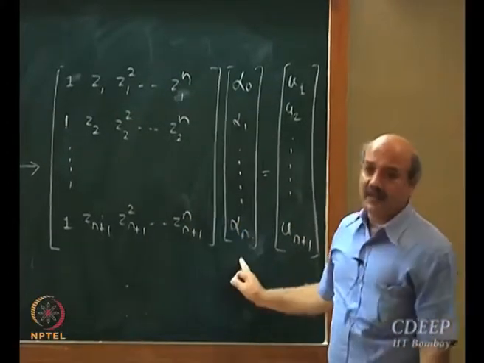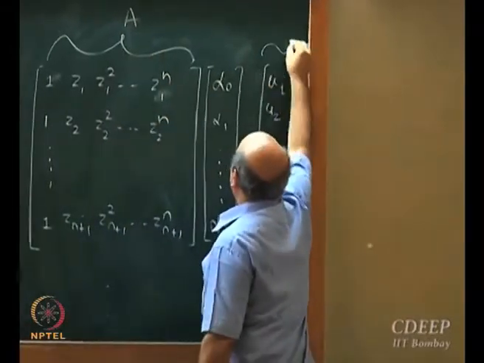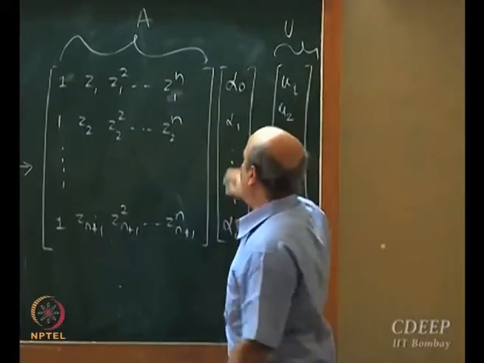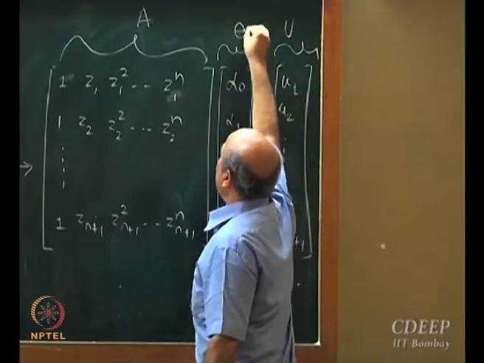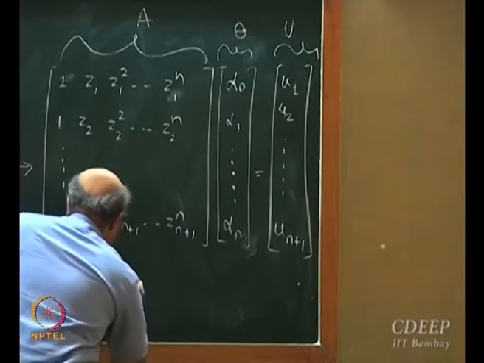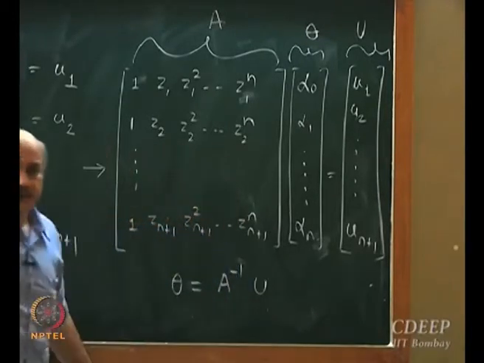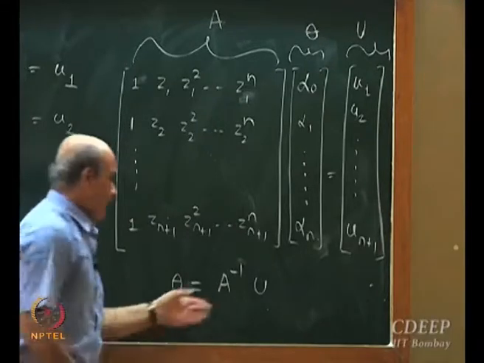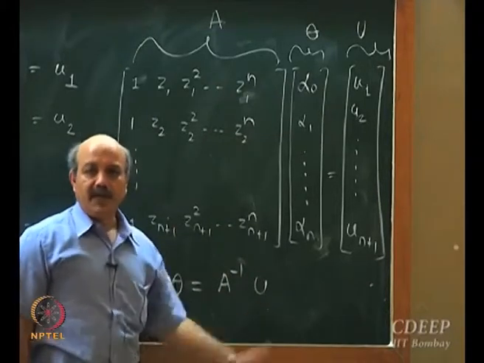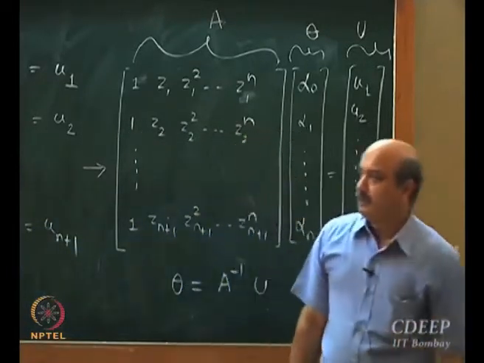So how do I get alpha 0 to alpha n? If this is my A matrix, and let's say this is my capital U vector, and if I call this simply the theta parameter vector, then at least on paper I can write theta is equal to A inverse U, right? The A matrix is known to me, the U vector, I know the function values at these points, so theta I can get. What I get is an interpolating polynomial. Okay, this is called an interpolating polynomial.